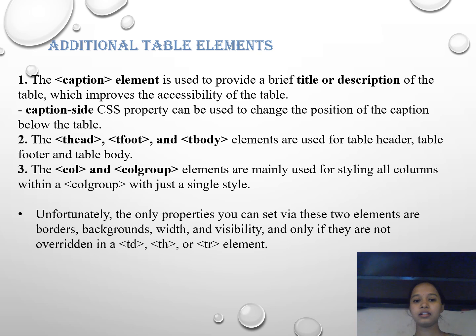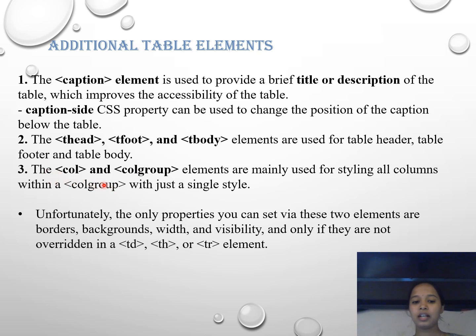The additional table elements are: the caption element is used to provide a brief title or description of the table, which improves the accessibility of the table. The caption-side CSS property can be used to change the position of the caption to below the table. The thead, tfoot and tbody elements are used for the table header, table footer and table body.